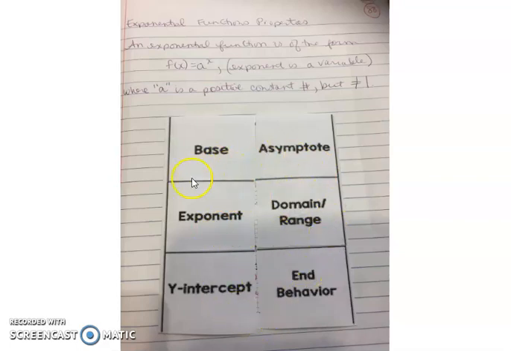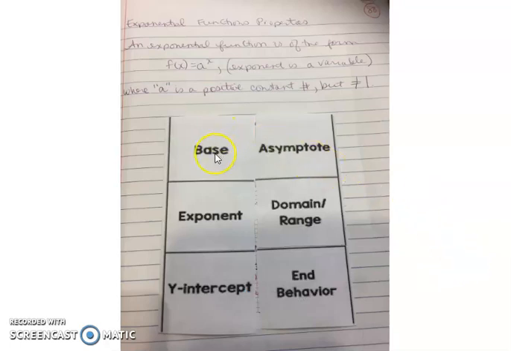So your foldable will look like this. Each of these will be folded on the vertical lines here, but then they'll be cut along these horizontal lines so that you end up having 6 tabs altogether, and you'll be able to open every single one of these tabs with the different things. So the first thing we're going to talk about is the base, then we'll talk about the exponent, the y-intercept, the asymptote, the domain, and the range, and the end behavior as well.